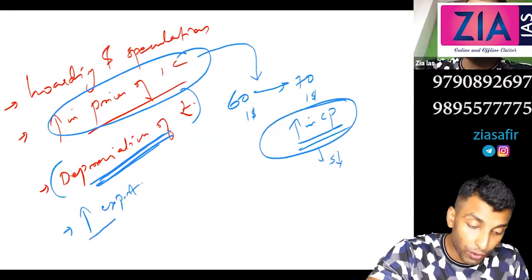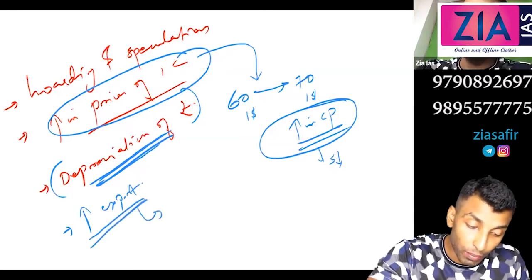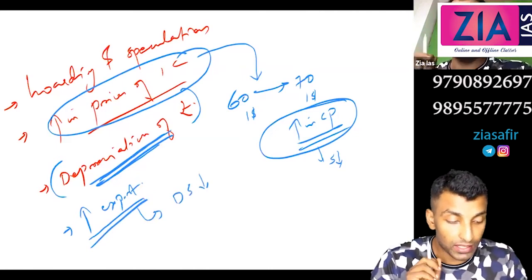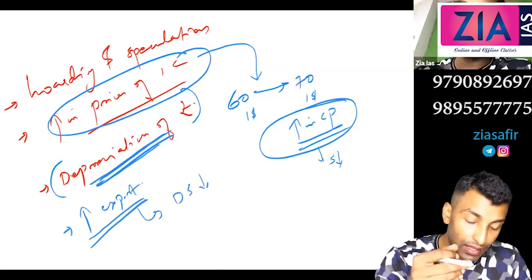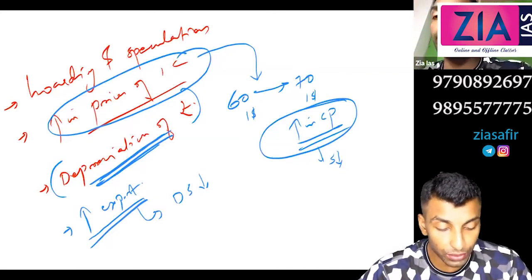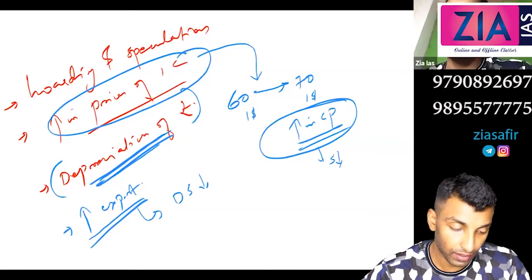But here when export is increasing, what will happen? Domestic supply will decrease, right? You keep on exporting everything. See, all the good items, everything is actually exported. So domestic supply is decreasing, so that leads to increase in price. Clear, no?